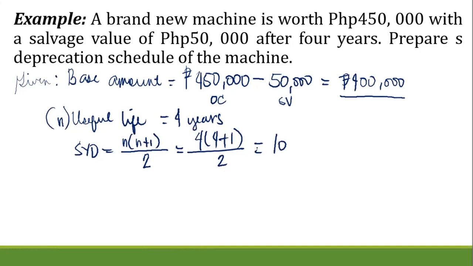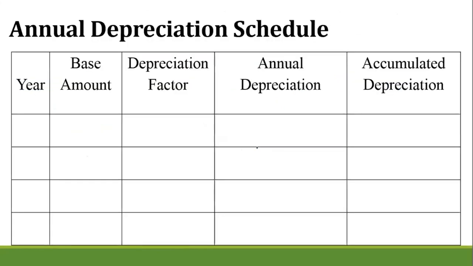Okay. And then, we have to prepare the depreciation schedule of the machine. So, una is the year. The useful life of the brand new machine is 4 years, so we should have 4 years. Alright? For the base amount, how much again was the base amount? 400,000. Tama? So it should be 400,000.